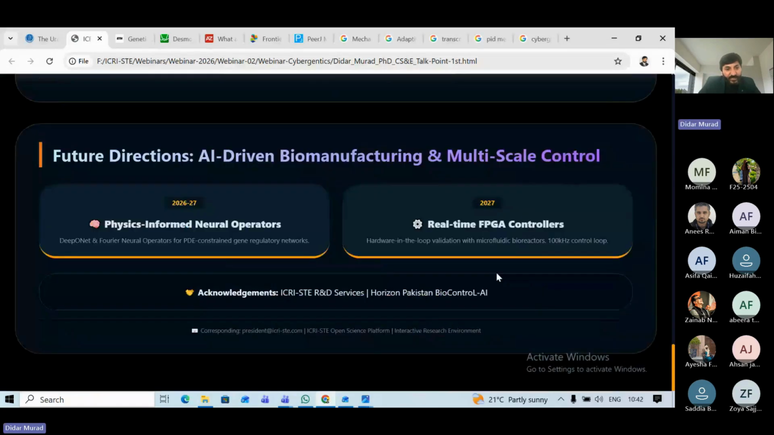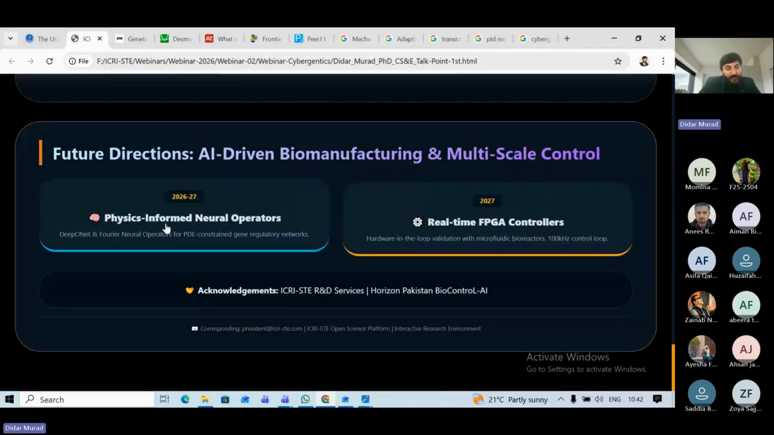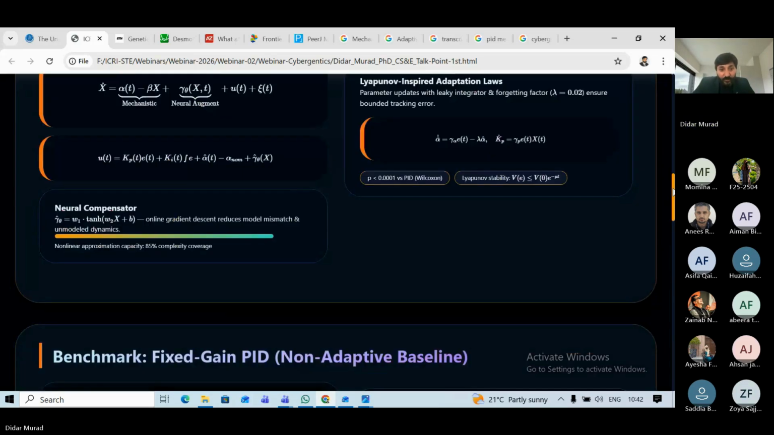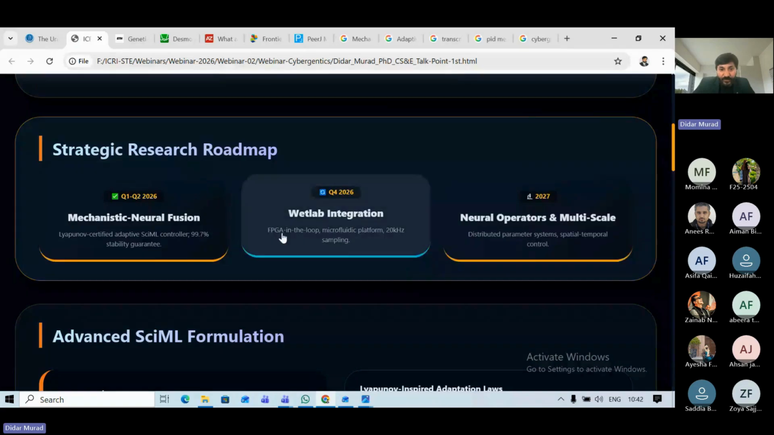These are our future directions. We are going to touch this in physics-informed neural network operators. At a later stage, we will evolve our PID controller here as well as with our engineers. I myself am working on different projects which are going on, and we also bring some real-time FPGA with hundreds of hertz. In this project the FPGA speed level is 20 kHz. In 2026 we are going to evolve toward wet lab integration.